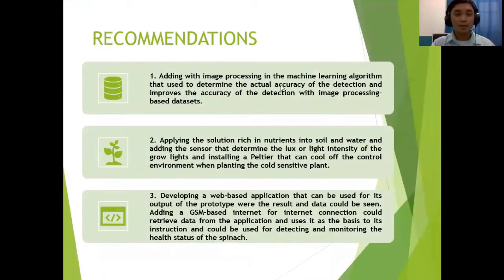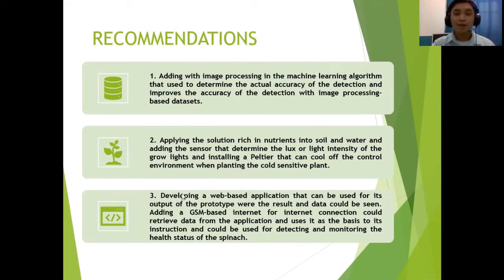Next are the recommendations. Number one, adding image processing to the machine learning algorithm that is used for determining the actual accuracy of detection, and improving the accuracy of detection with image processing based datasets. Number two is applying a solution of rich nutrients into the soil and water, adding a sensor that determines the lux or light intensity of the grow lights, and installing a Peltier that can cool off the controlled environment when planting a cold-sensitive plant like spinach.